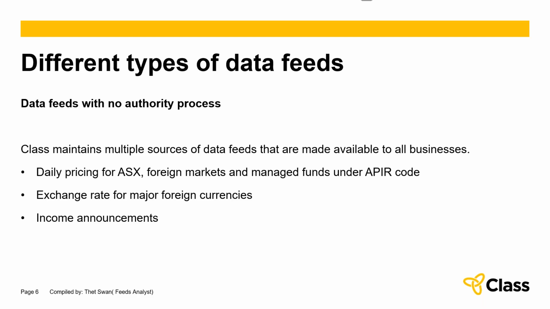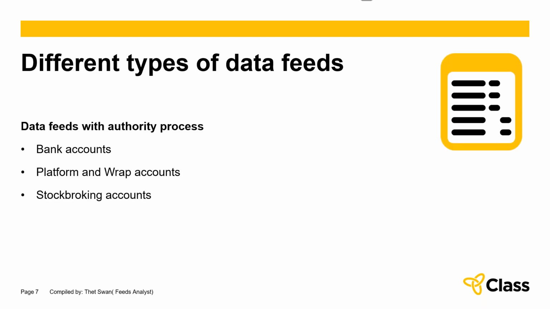The second category, which is the major one, is feeds with an authority process. Like a bank account, platforms, a wrap, and a broker account. There's always confusion around the difference between a wrap and a broker. In my words, a wrap is used by a firm to manage a portfolio for an annual fee, which is based on total assets under management. Whereas a broker is a setup charge based on commission on trading.